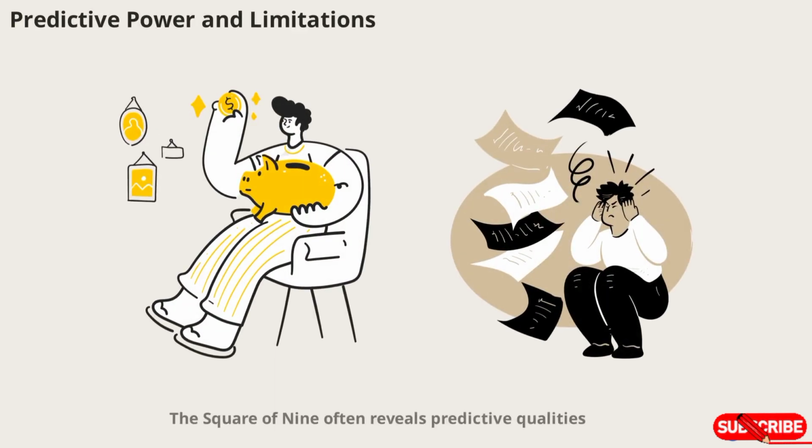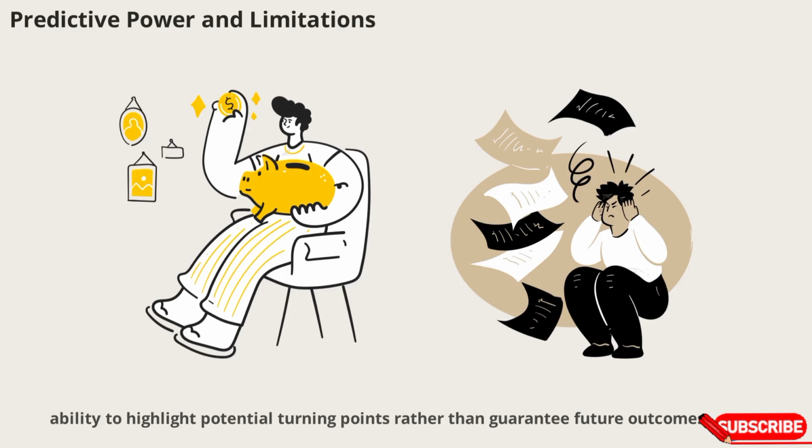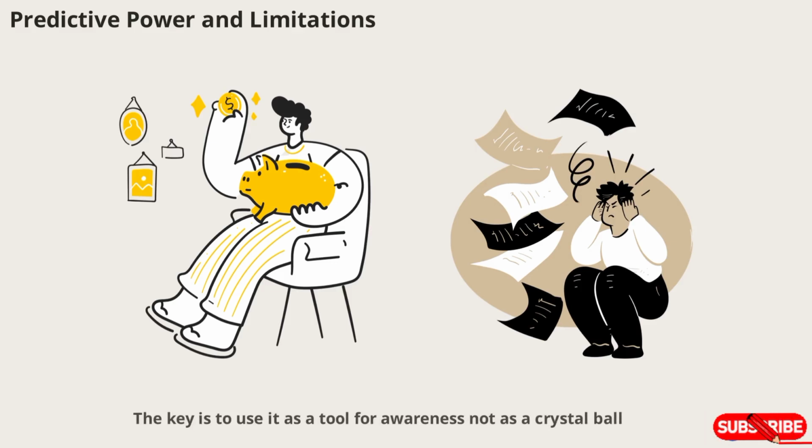The square of 9 often reveals predictive qualities, but these are usually recognized after the fact. It's important to remember that no method is perfect, and the true value of this technique lies in its ability to highlight potential turning points rather than guarantee future outcomes. The key is to use it as a tool for awareness, not as a crystal ball. By combining it with other forms of analysis, you can improve your overall trading strategy.